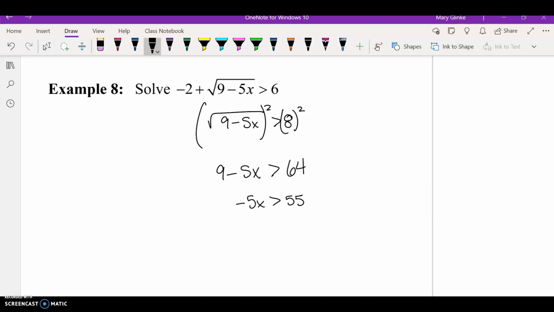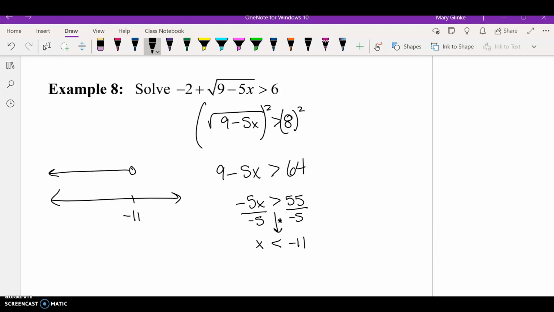That's a 55. There we go. And when we divide here by a -5, we have to switch our sign. So it becomes x is less than -11. So if here's our graph, we do -11 and we want everything to the left of that with an open circle.